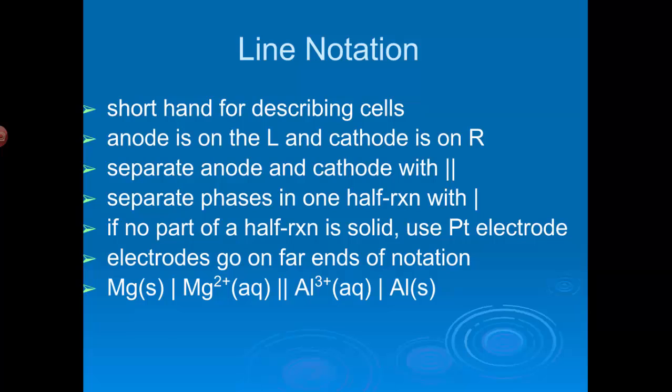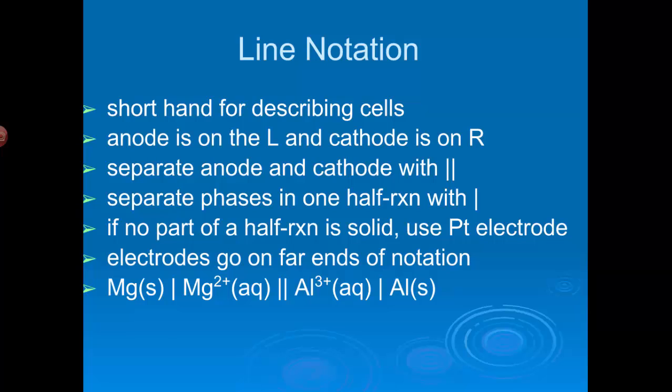So here's an example of line notation. It looks strange, but let's explain what's going on here. What does this tell me? If I'm reading from left to right, it tells me that I have a magnesium electrode. My electrode is made out of magnesium metal, and it's sitting in a solution of magnesium ions, maybe magnesium nitrate, for example. That's one half reaction.